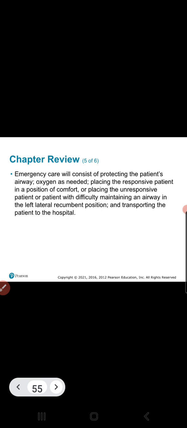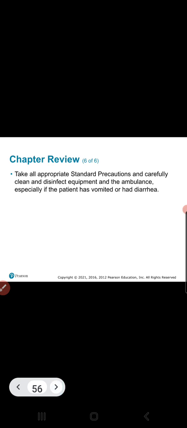Emergency care will consist of protecting the patient's airway, oxygen as needed, placing the responsive patient in a position of comfort, or placing the unresponsive patient or patient with difficulty maintaining the airway in the left lateral recumbent position, that LLR, and transporting the patient to the hospital. Take all appropriate standard precautions and carefully clean and disinfect equipment in the ambulance, especially if the patient has vomited or had diarrhea.